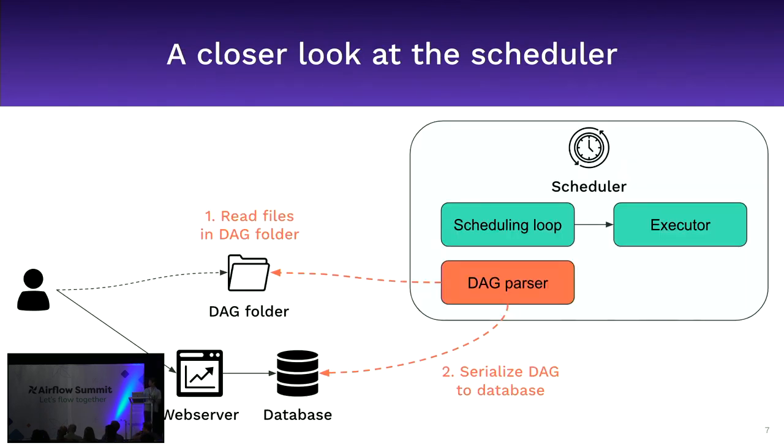Now, if we look a little bit deeper into the scheduler, it actually consists of multiple things. One is a scheduling loop, and this is responsible for scheduling tasks. It looks at various criteria. For example, is a schedule met? And are dependencies of the task met? And when that is true, it sends a signal to the executor to say, go run this task. But there's a second component, and that's called the DAG parser. The DAG parser, which is inside the scheduler, is responsible for reading files in your DAG folder and serializing those into the database. So that's what we'll focus on today.